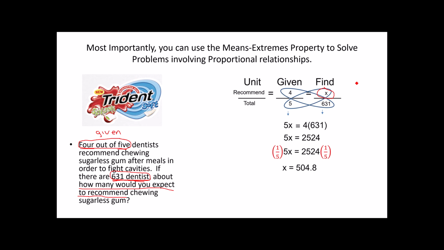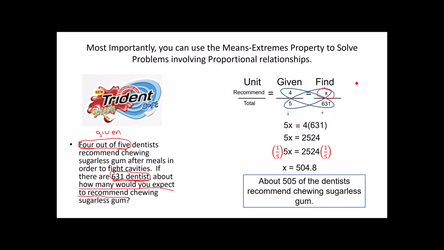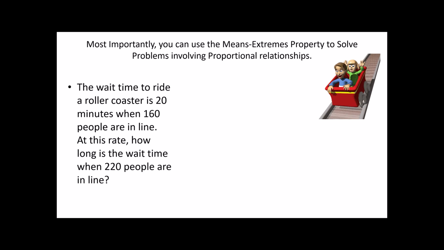Since it's a word problem, my students would be required to write this out. About 505 of the dentists recommend chewing sugarless gum. It's always appropriate when you're solving word problems or applications to give the answer in a sentence. Let's do one more of these. I would recommend that you try this on your own before watching the video. I'm going to keep right on going. When you do this on your own, try using that tool, unit, given, and find. That should help you quite a bit.